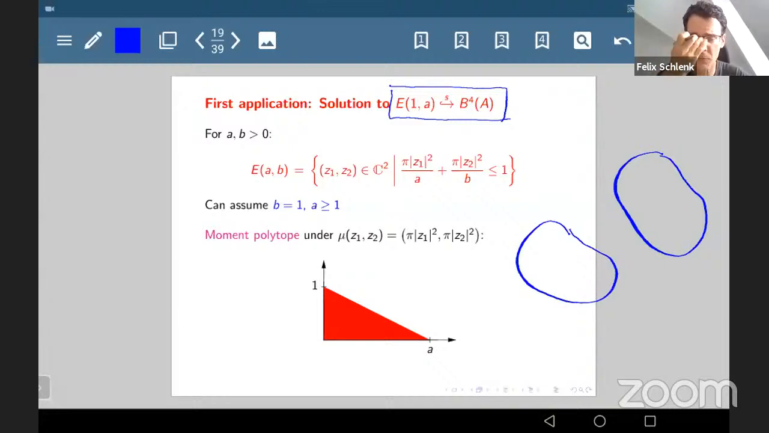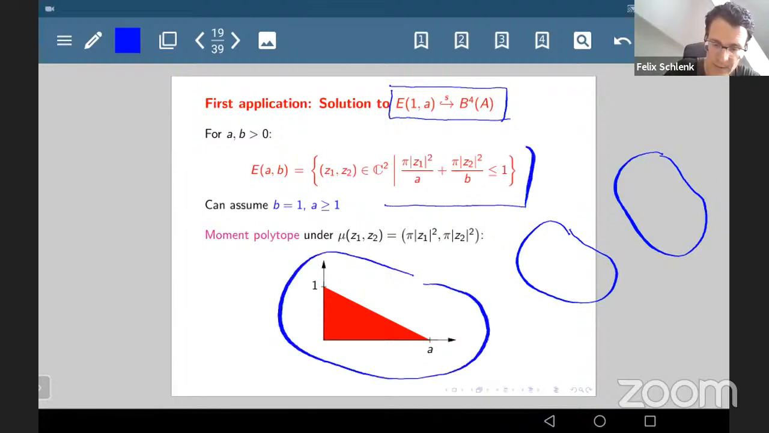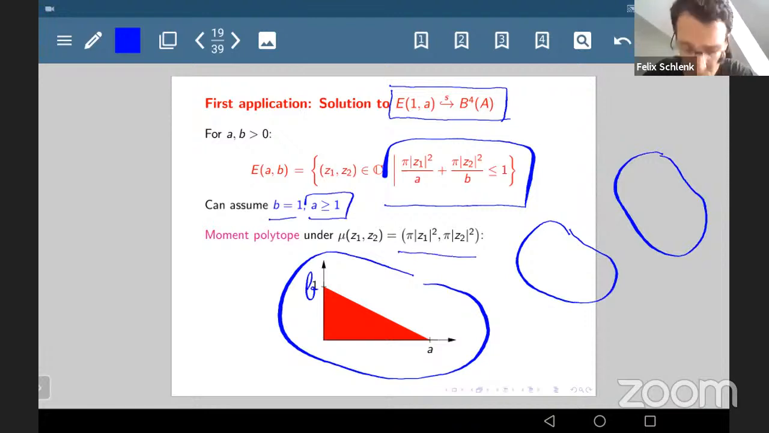Now I started with Gromov on squeezing, and now we ask a final question. We take an ellipsoid. It's just what you think. This is the ellipsoid if here I would have written B. But you can always scale things by one scale factor. So I assume that B is 1 and A is at least 1, without loss of generality. And the moment polytope under the usual moment map is just this triangle of size 1, A, right? 1 is fixed and A is a parameter.